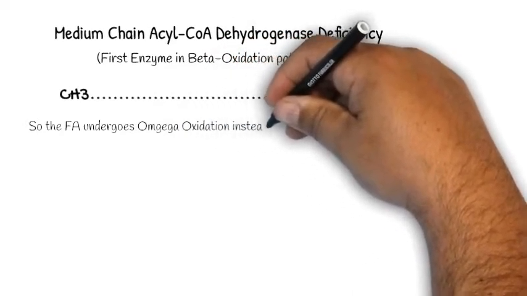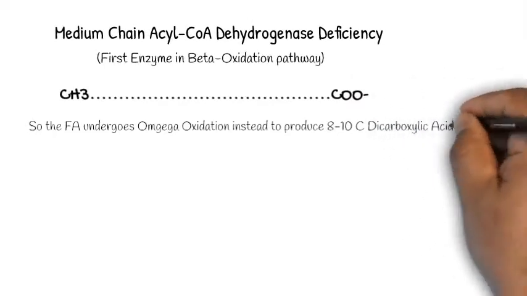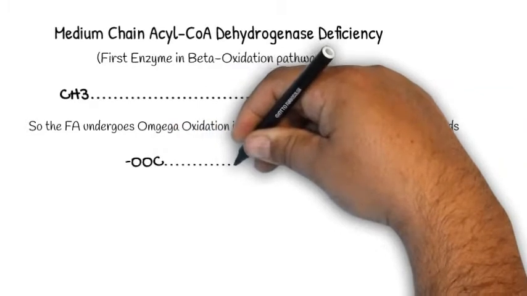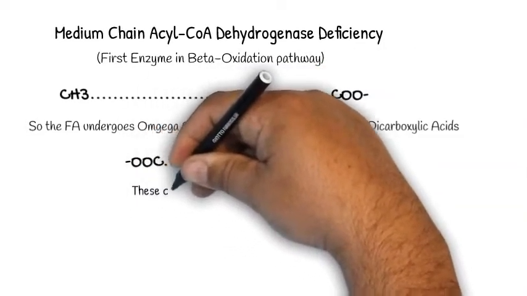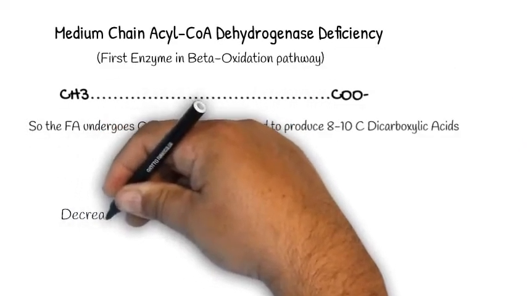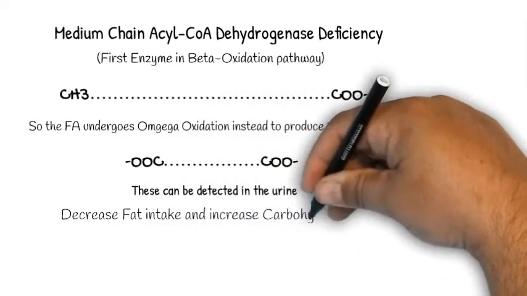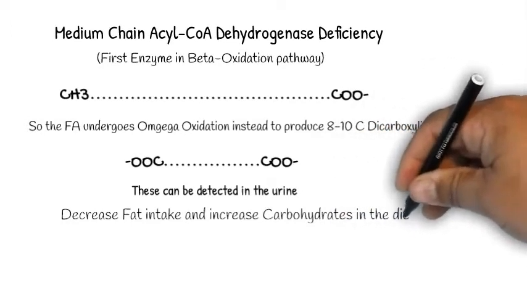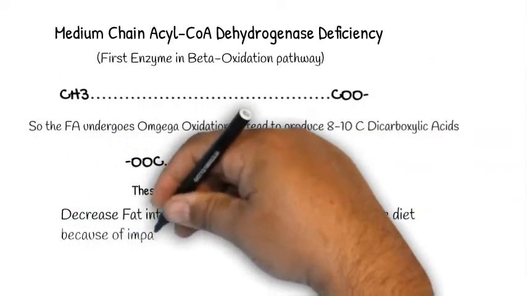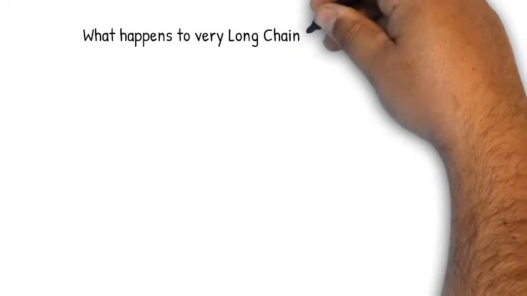So because in the absence of this enzyme, the fatty acid cannot undergo beta oxidation, instead it undergoes omega oxidation to form dicarboxylic acids, and these dicarboxylic acids are about 8 to 10 carbons long, and these can be detected in the urine of these infants, and this is a diagnostic feature of this deficiency. And so in those patients, you have to decrease fat intake and increase carbohydrate ingestion.